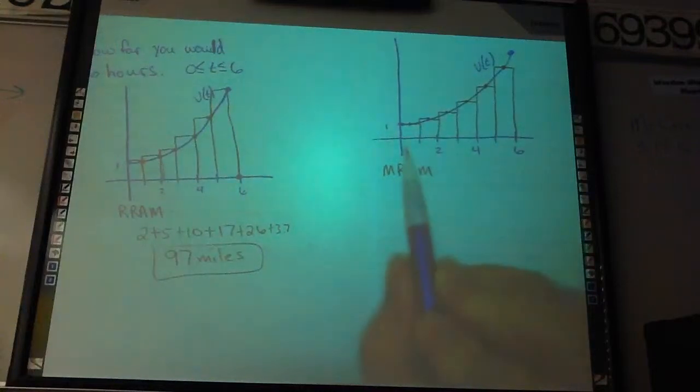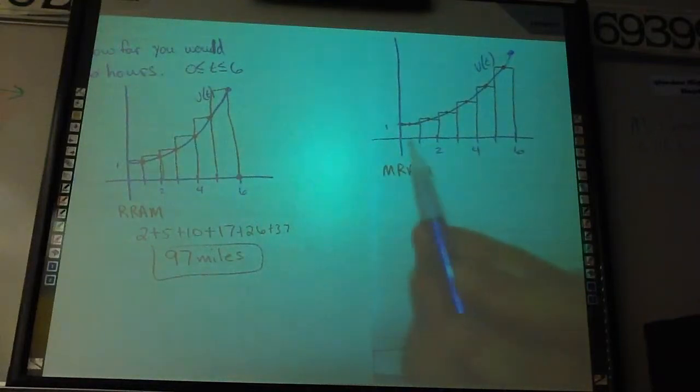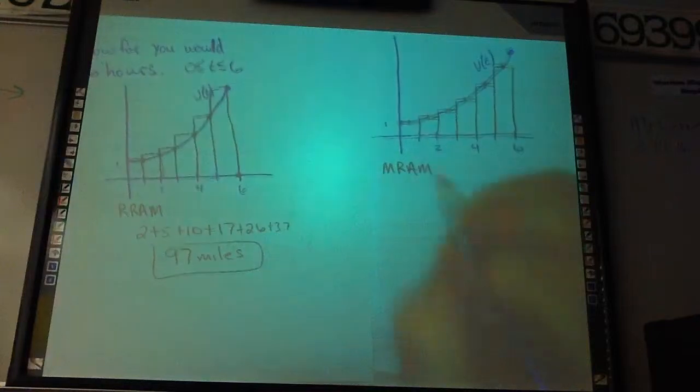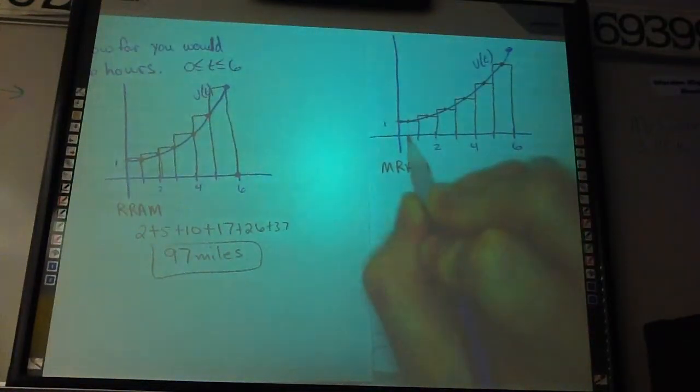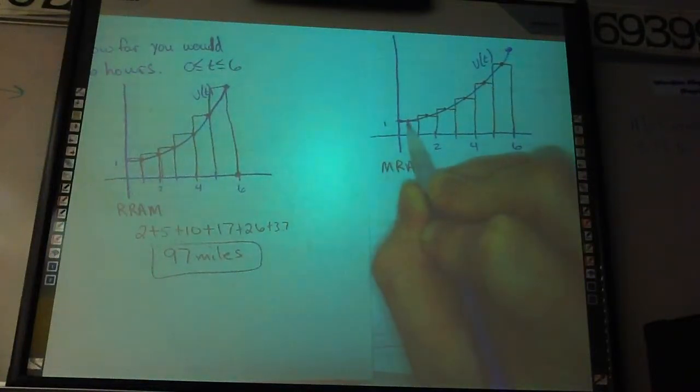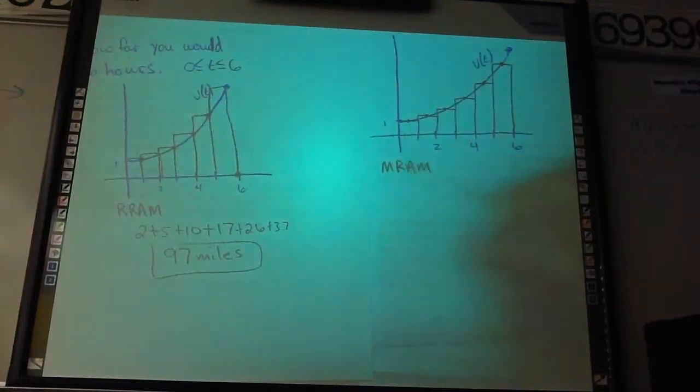The base of the rectangles is still 1. So again, I just need the height. But now finding the height's kind of a pain because you've got to go halves. So I've got to plug in a half to the equation. Half squared to the fourth plus 1 is 1 and 1/4, or 5/4.